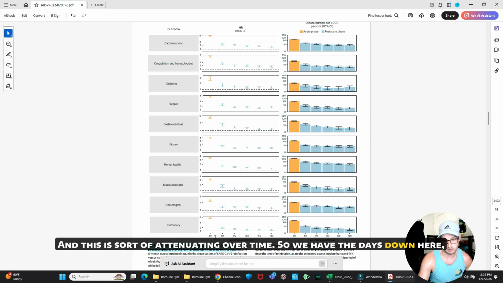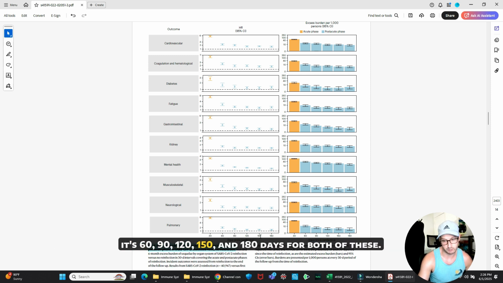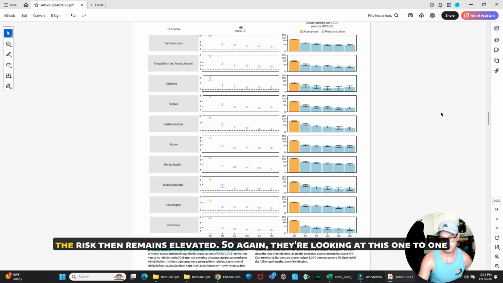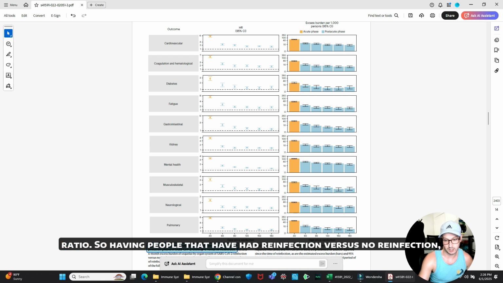So we have the days down here. This is 60, 90, 120, 150, and 180 days for both of these. But the thing you need to know is that while it's high and then sort of going logarithmic and getting low, it's then plateauing. You can see this over multiple different categories, that the risk then remains elevated. So again, they're looking at this 1-to-1 ratio. So having people that have had reinfection versus no reinfection.